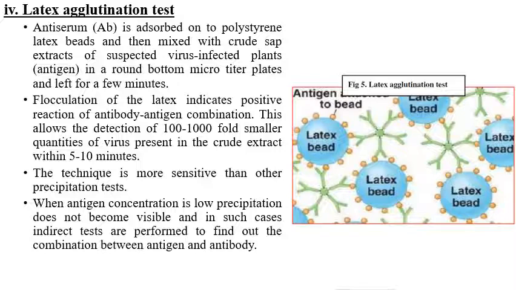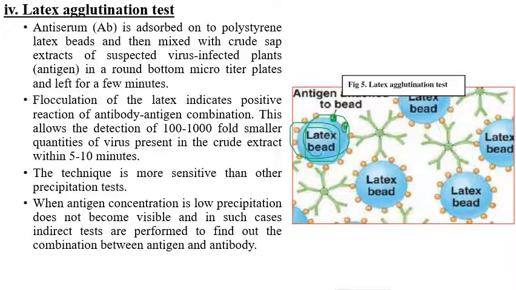As the name itself indicates, the anti-serum is adsorbed onto polystyrene latex beads. We can see here these latex beads, and the anti-serum is adsorbed as a coating on top of the latex beads. It is mixed with the crude sap, which has to be prepared as in the other techniques. After preparing the crude sap, the latex beads are suspended with the virus-infected material, or with the material that we suspect contains a plant virus.